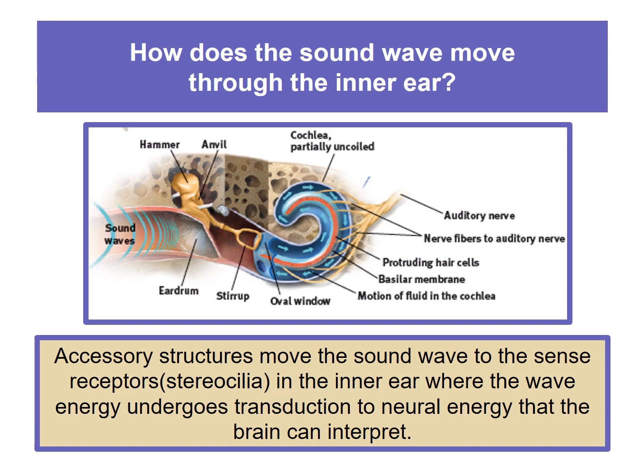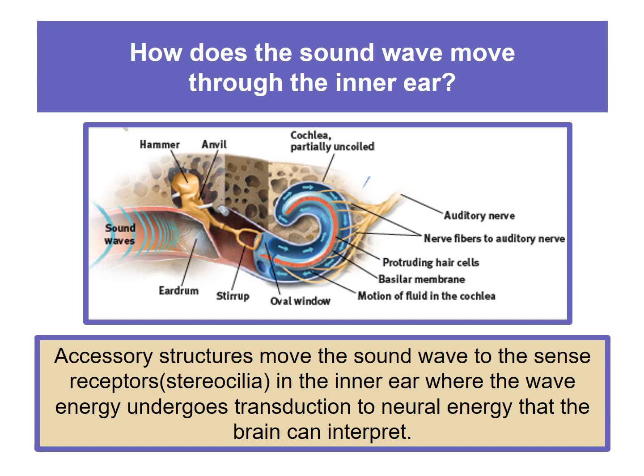How does the sound wave move through the inner ear? So we've just moved through the cochlea. So now we're into the inner ear. Accessory structures move the sound wave to the sense receptors, which are stereocilia, in the inner ear, where the wave energy undergoes transduction to neural energy that the brain can interpret. And I'm going to break that down for you in just a minute.